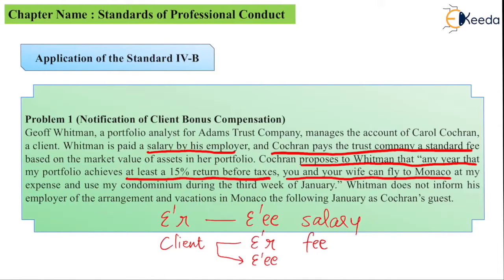Whitman does not inform his employer of the arrangement and vacations in Monaco the following January as Cochran's guest. बेसिकली ये जो भी है, दिस इज नोन एज एडिशनल कॉम्पेंसेशन अरेंजमेंट. एंड डिस्क्लोज का तो बात ही छोड़ो, he has to take written consent और written permission. सो डिस्क्लोज तो करना ही है बट written permission भी लेना है. Anyway, he has not informed his employer of anything and that is why this becomes a violation.